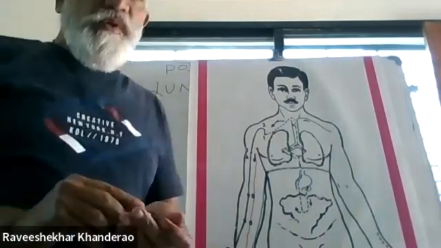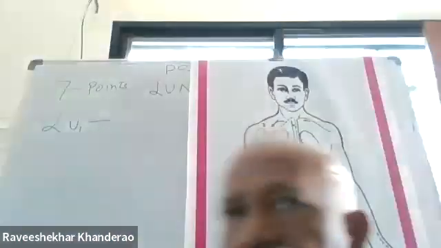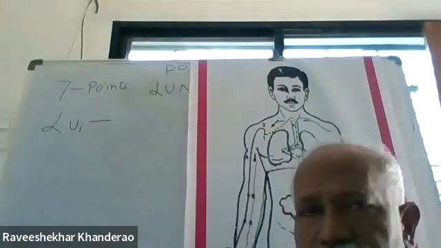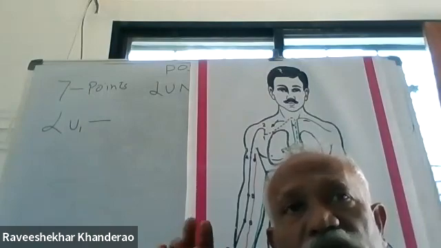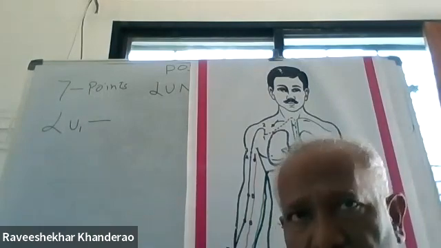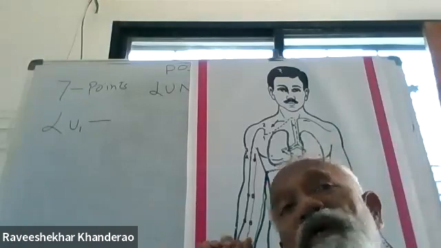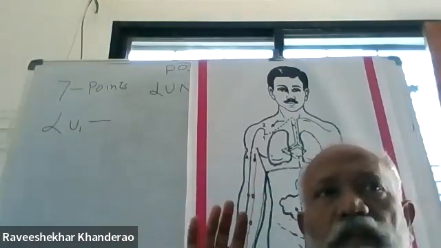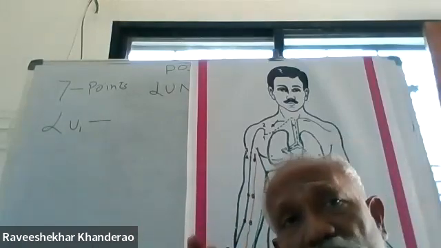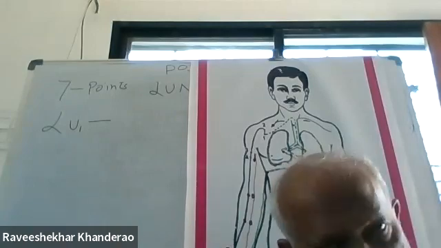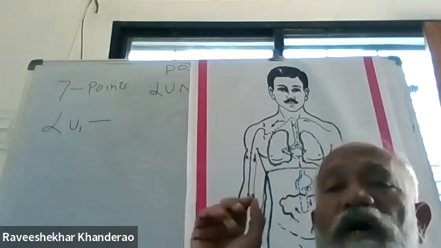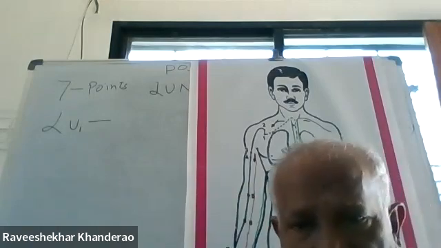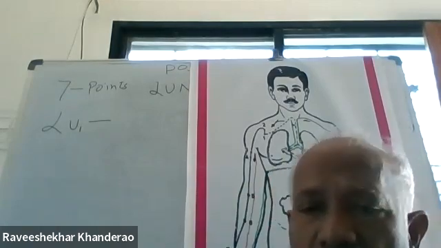Now, when we look at a point, what are the important things about the point? The location of the point. Then, what are the indications of the point? What is the function of the point? Indications are different and the function of the point is different. And how much should be the insertion of the needle?